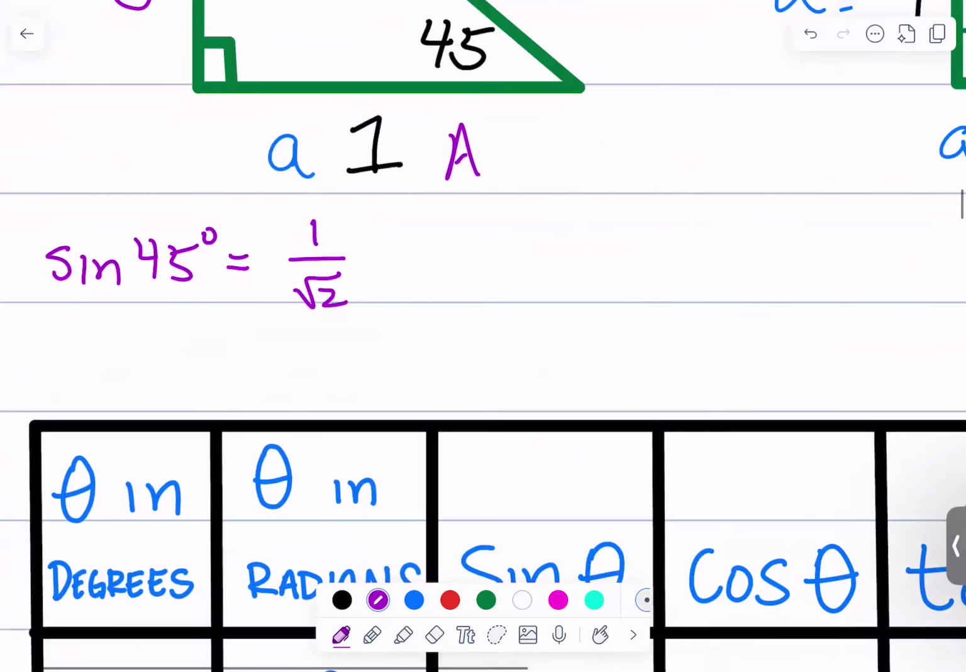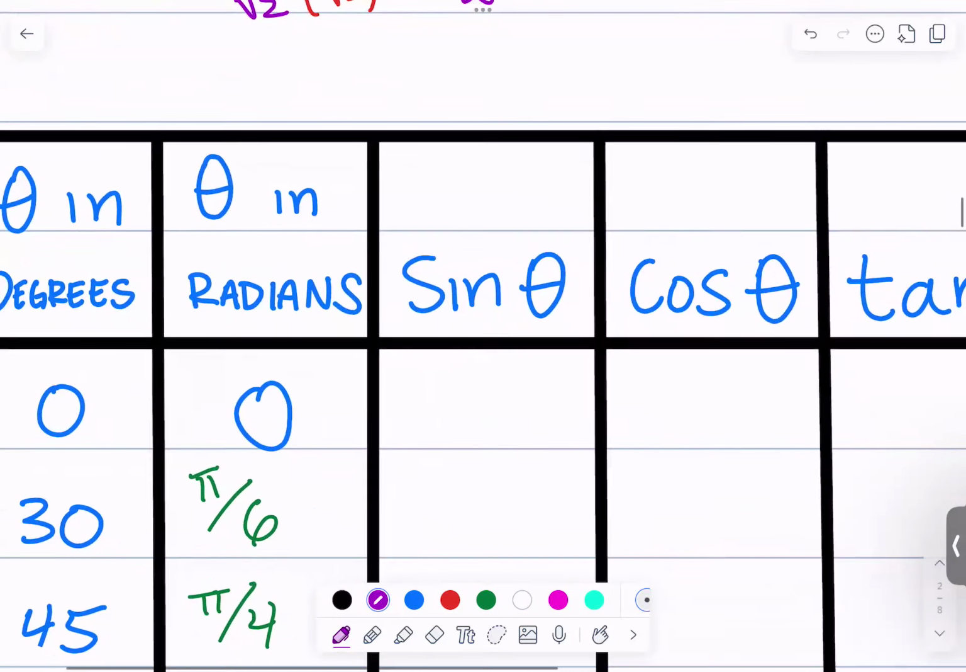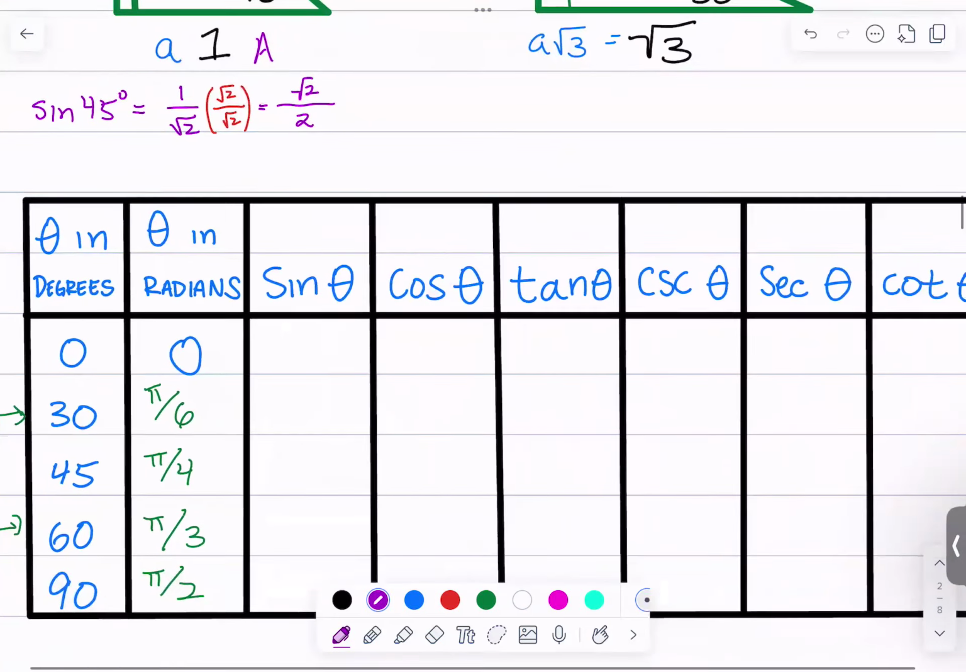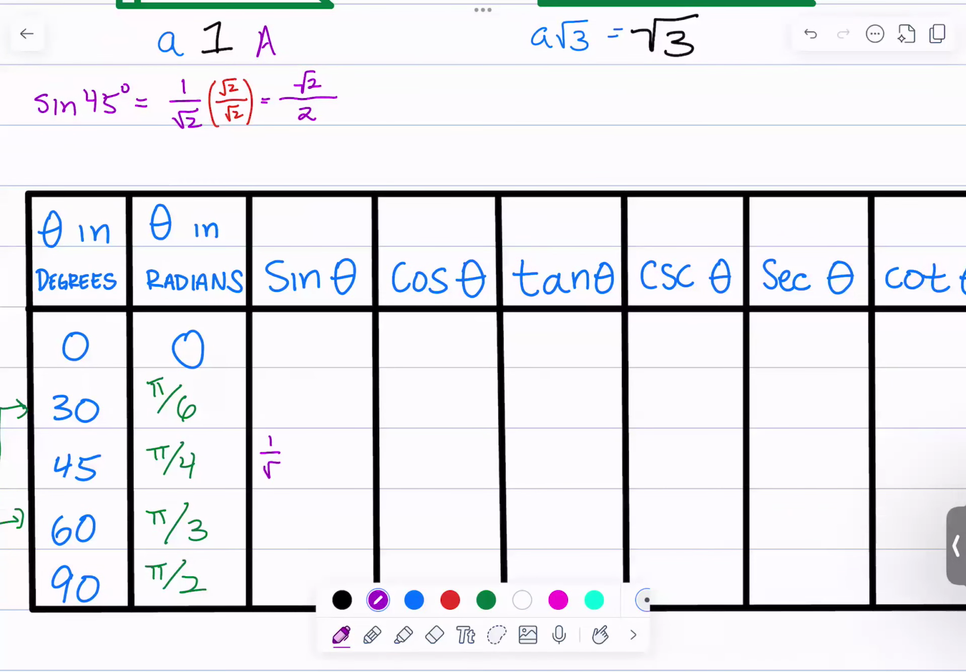If it's 1 over square root of 2, then I can rationalize the denominator by multiplying this by square root of 2 over square root of 2. Rationalizing the denominator just means that I want the square root out of my denominator. Okay, I don't want a square root in my denominator, so 1 times square root of 2 is square root of 2. Square root of 2 times square root of 2 is 2. So sine of 45 degrees is 1 over square root of 2 or square root of 2 over 2.